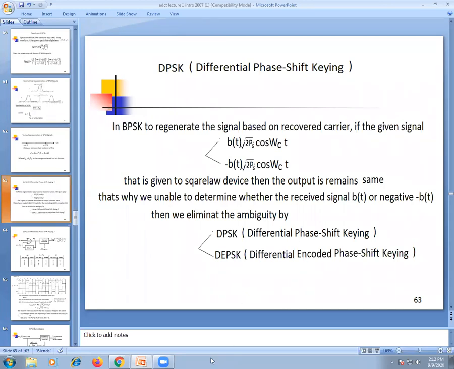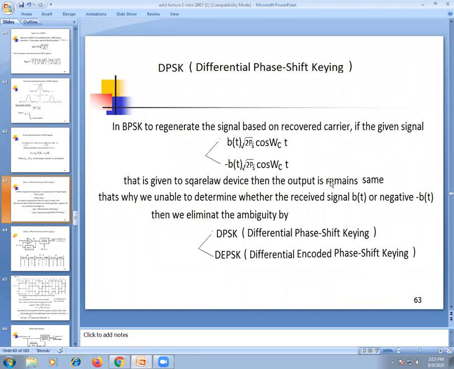So the recovered carrier is the same, whether the given signal is positive or negative. The recovered carrier is given to the synchronous detector, and the multiplied output is also the same, so the output of the receiver is the same. Now we are unable to detect positive polarity or negative polarity with reference to the carrier, because whether the signal is positive or negative, the square law device gives a positive value.